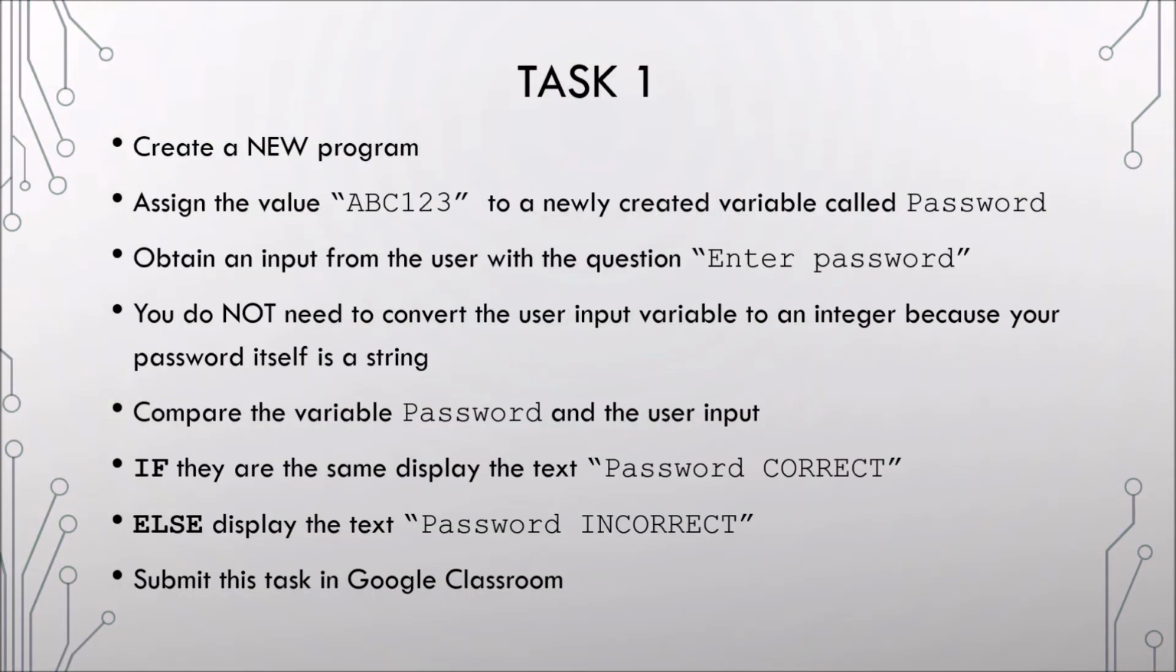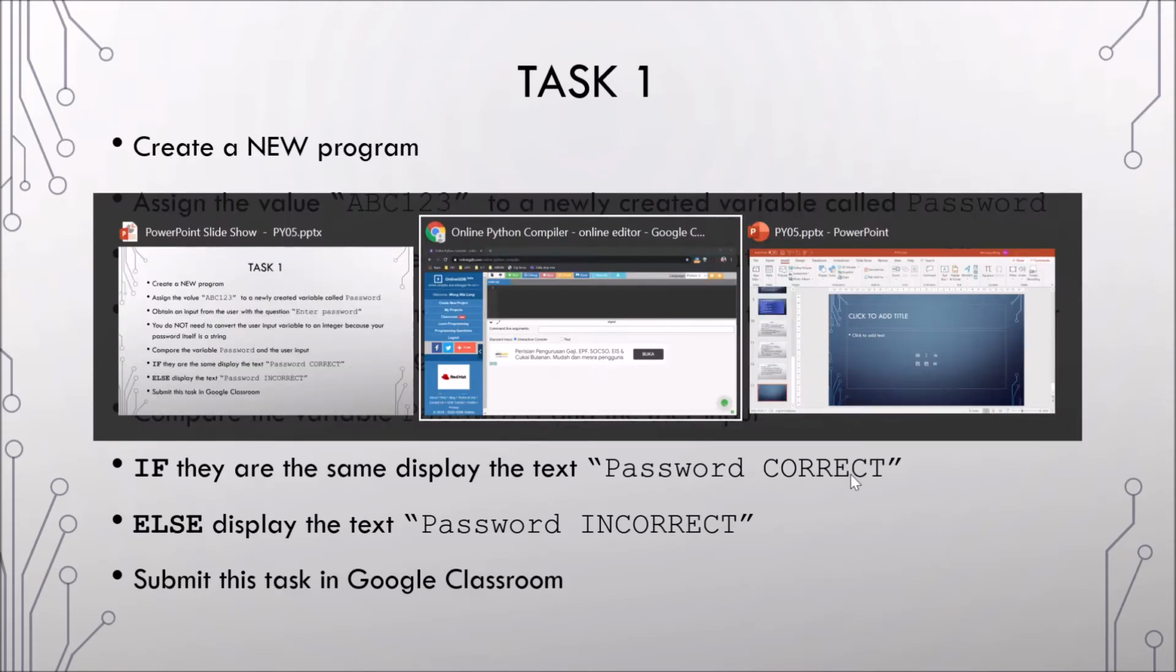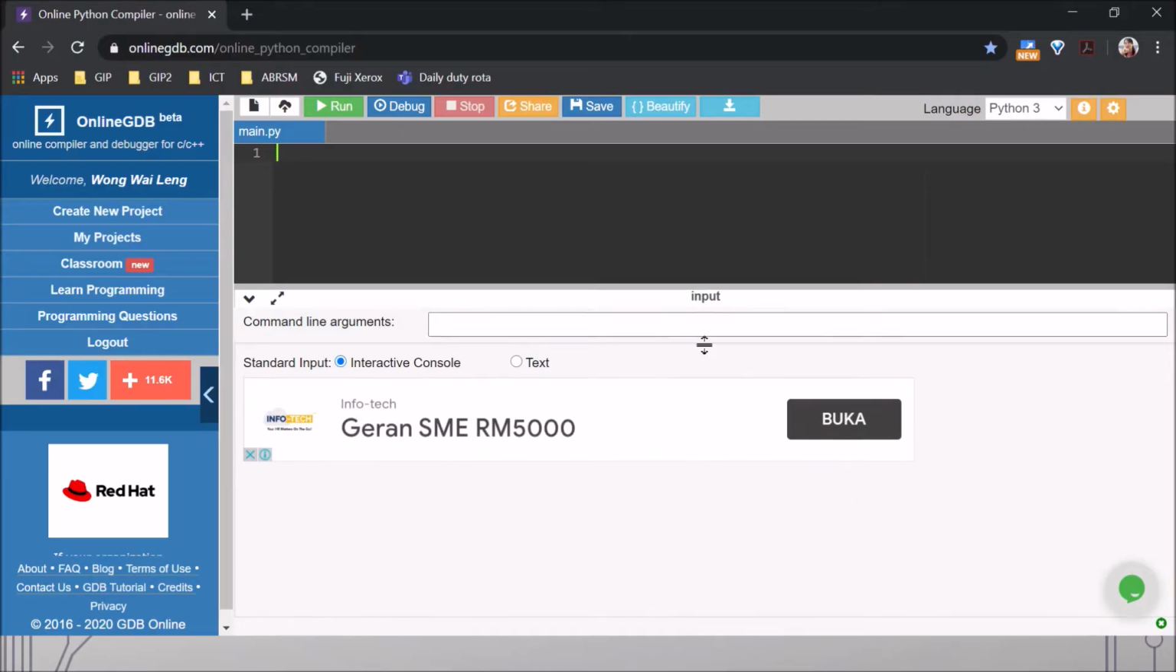So last lesson, we had a task to assign a variable called password with the value abc123. We were supposed to get a user input and make a comparison. If it's the same, you say password correct. If it's different, you say password incorrect. So let's give this a try on our online compiler.